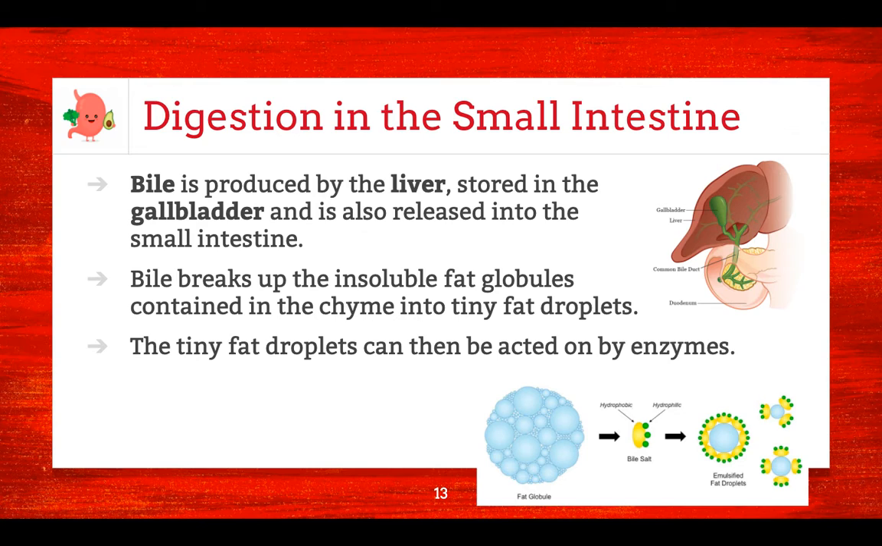So within the digestive system, any fats that you eat are going to form into clumps and they're not going to want to break apart, which means enzymes aren't going to be able to get at them. So bile's job is to break those big fat globules into little fat droplets, which can then be broken down by enzymes.